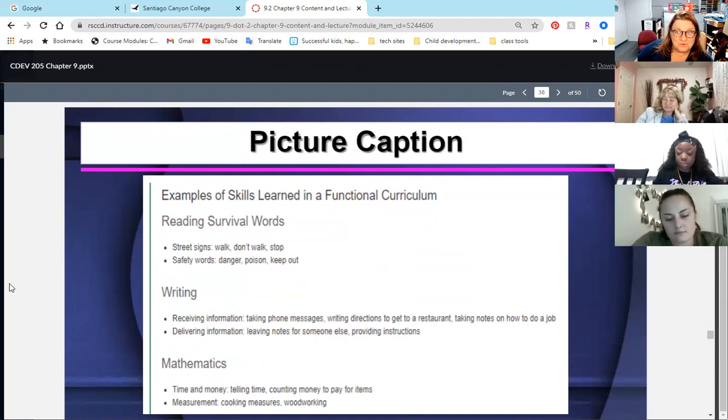Do you know who would be a safe stranger to talk to, and who would not be a safe stranger to talk to? Do you know maybe how close to talk to people, how not close to talk to people? Are there some topics you shouldn't talk about? Right? So functional curriculum means we're teaching them life skills or ADLs, activities of daily living, skills of daily living.